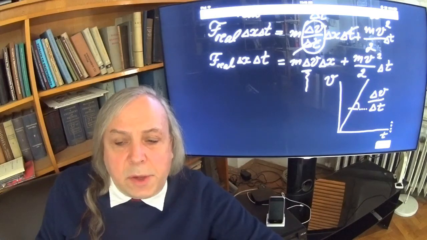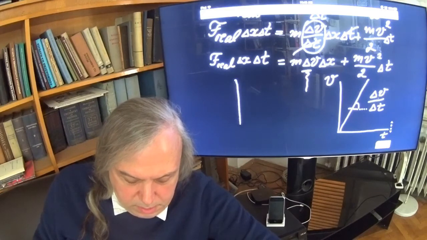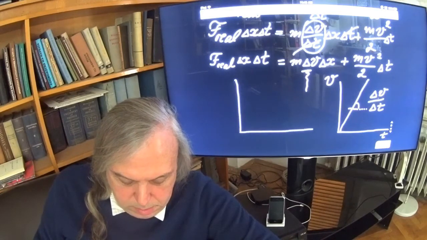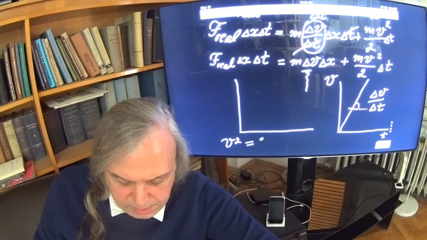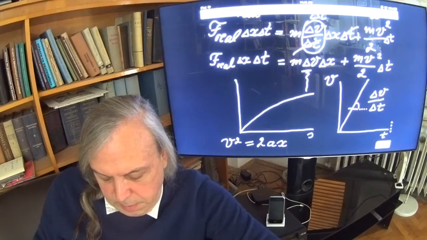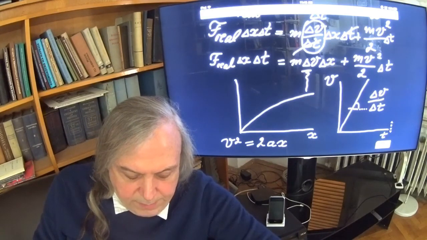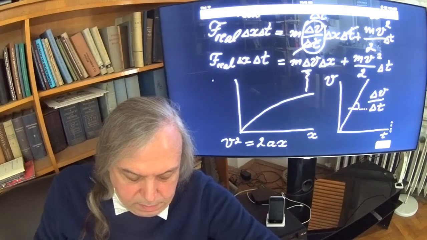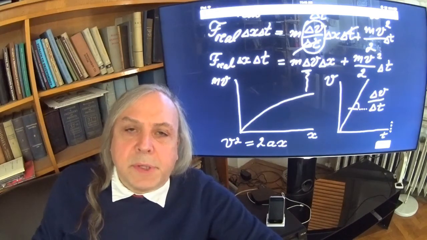This delta v is not the delta v that came up when we were discussing the parabola v squared equals 2 times ax, where we observed the functional dependence of momentum, that is of mass times velocity, as a function of x, as a function of the position of the body.